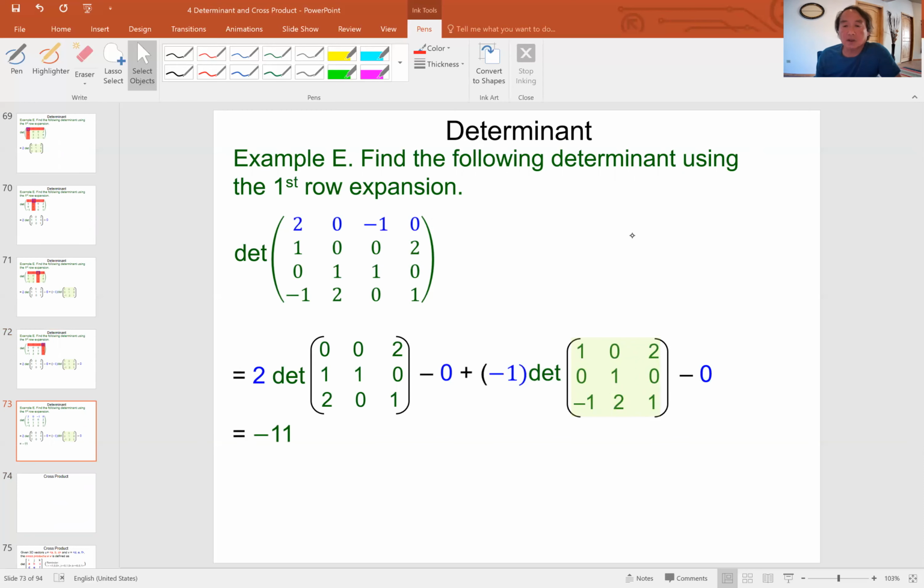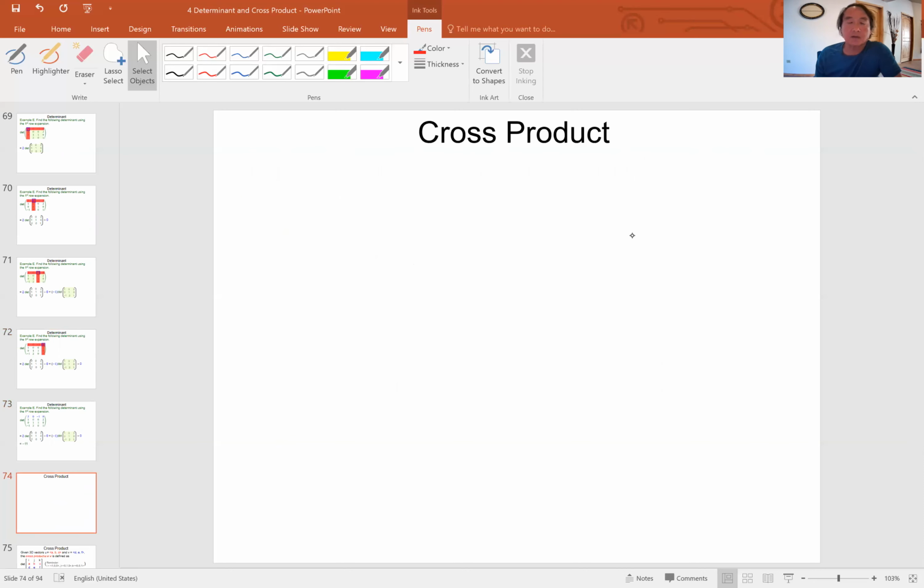The main reason why we want to talk about the determinant cross product: one of the things in mathematics we do is geometry. We would like to find a perpendicular direction to some given set of vectors or vector. So in the two-dimensional case, it's very easy.